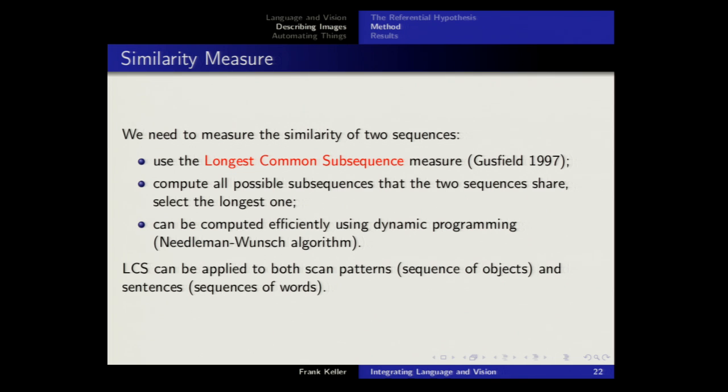However, you can also use it for sentences, right? Remember, we have two types of sequences. We have sequences of words, i.e. sentences, and we have sequences of objects, i.e. scan patterns. And our hypothesis is if scan patterns are similar, then the corresponding sentences will be similar and vice versa. So we need to do sequence analysis on the scan patterns and on the words.